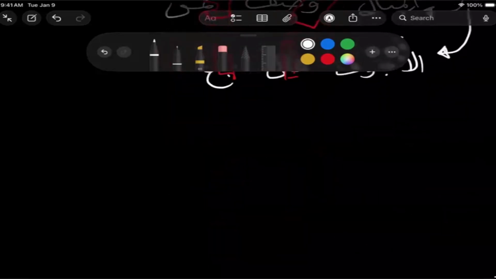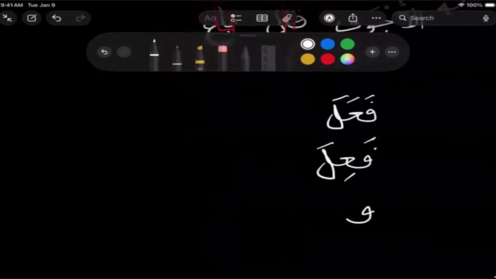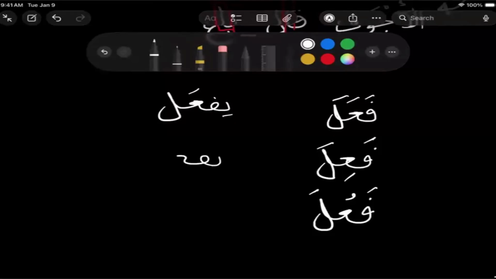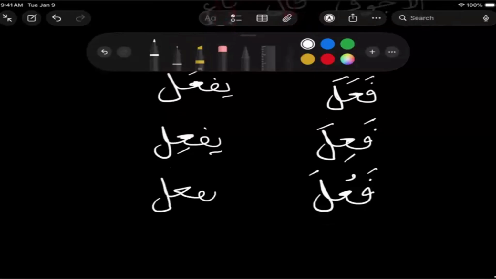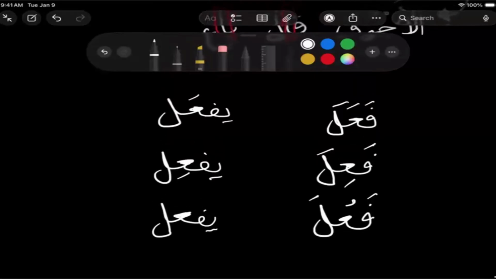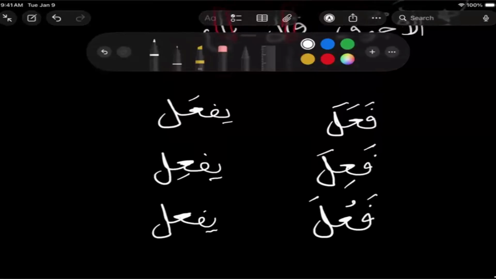Remember when we went over fi'l al-madin and the mudari'? We said there's fa'ala, there's fa'ila, and there's fa'ula. And the mudari' is yaf'alu, and there's yaf'ilu, and there's yaf'ulu. In terms of possible combinations, there should be 9. 3 times 3 is 9.